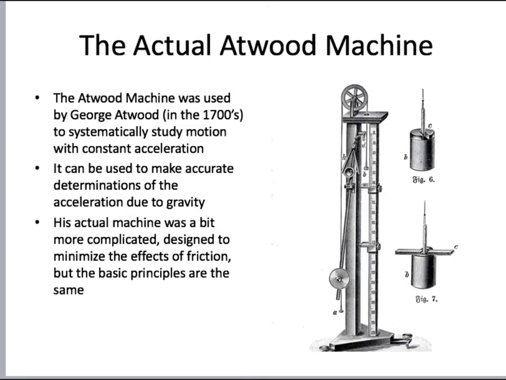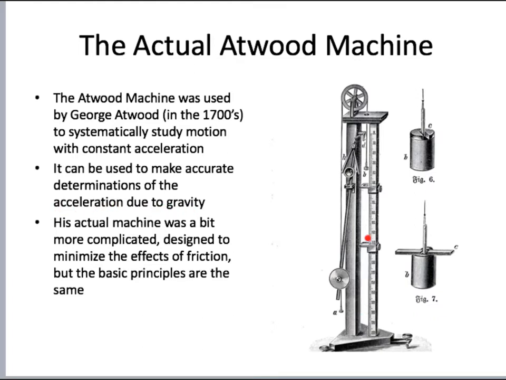And so one of the things that it is really useful for, back in the 1700s, they didn't have fancy stopwatches like we have today, and so he was able to use this contraption to slow down the accelerations and make very accurate measurements of how things accelerated with different forces, and particularly he was able to measure the acceleration due to gravity to very high precision.